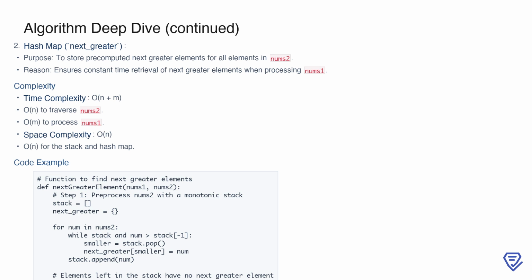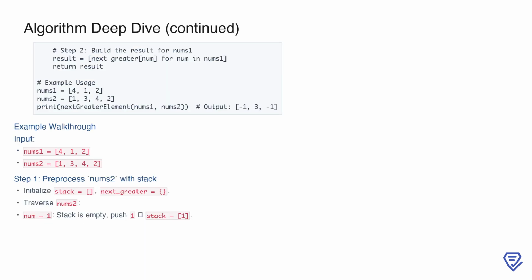The efficiency of this approach lies in its linear time complexity for traversing nums2 and the quick lookup of results for nums1. The space complexity is also efficient, requiring O(n) space for both the stack and the hash map. With this foundation, we can now look at how the algorithm is implemented in code. Here's the Python implementation of the algorithm.